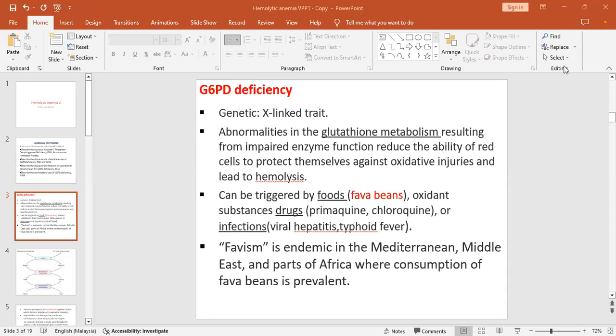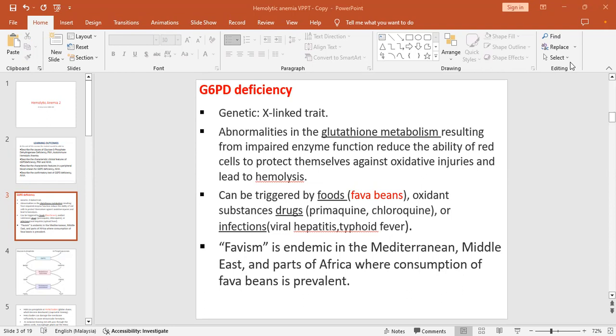Let me come to a hereditary form of hemolytic anemia known as G6PD deficiency. G6PD deficiency means glucose 6-phosphate dehydrogenase deficiency. It is an X-linked trait. It's a genetic condition. As you remember, we had classified hemolytic anemias into genetic and acquired. So one form of genetic anemia is G6PD deficiency.